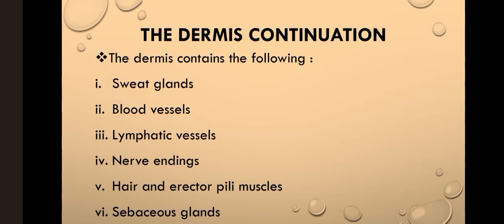Again, learners, I want you to note that dermis has a number of structures that are located within it. Some of these structures that are located within the dermis, we have the sweat glands. Number two, we have the blood vessels. Number 3, we have the lymphatic vessels. Number 4, we have the nerve endings. Number 5, we have hair and erectile muscles. And finally, number 6, we have a gland that we are calling sebaceous gland.